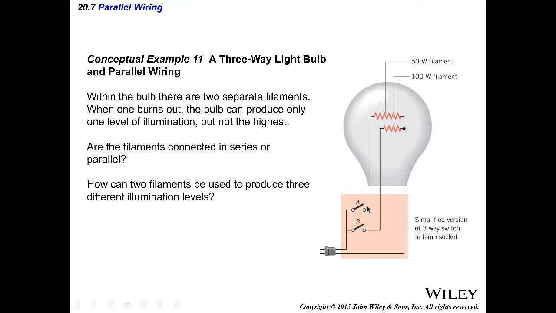So for example, if you were to close this switch, A, there are 3 positions, and if you were to close A, you are turning on 50 watt, which means that it's not so bright. But if now you don't turn this on, you turn that on, A and B and C. If you turn B on, you get 100 watt.